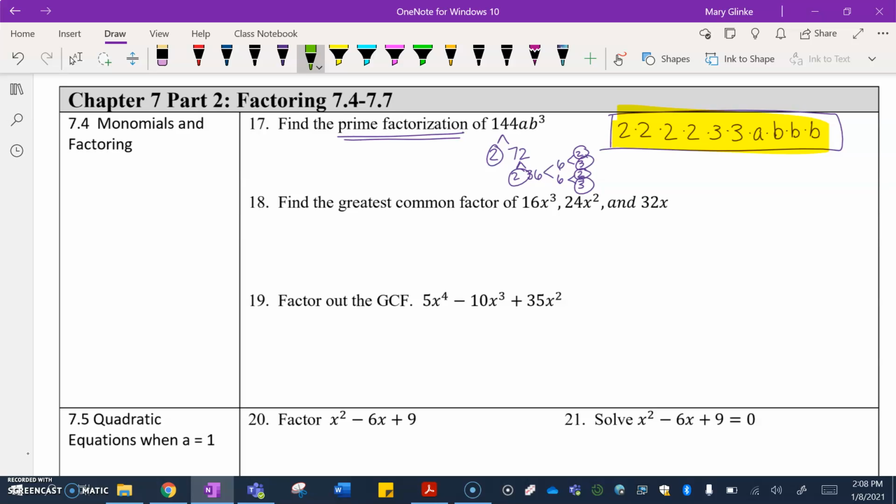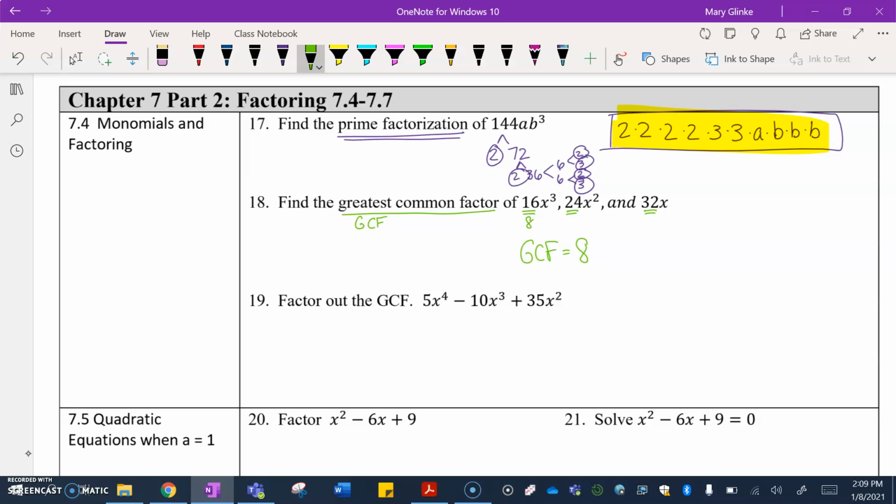Now, your prime factorization can help you identify the greatest common factor, aka your GCF. Or if you look at your numbers and you already know what they have in common, that's great. So looking at these numbers, 16, 24, and 32, we're going to look at the number side of it first. You can divide them all by 2. You can divide them all by 4. But you also can divide them all by 8, which is why our GCF would start off with an 8.